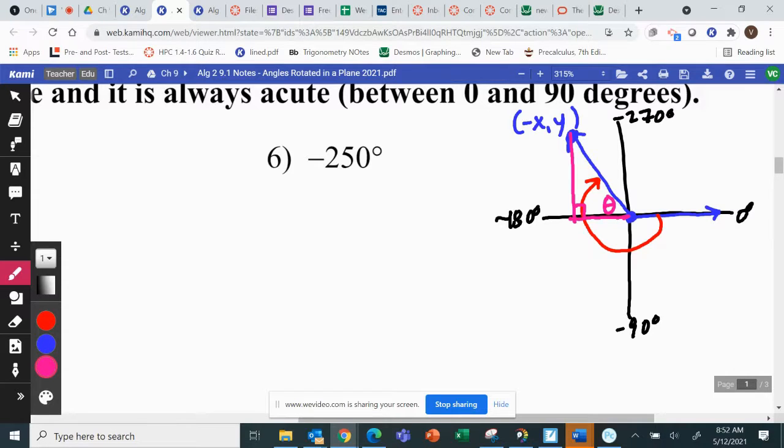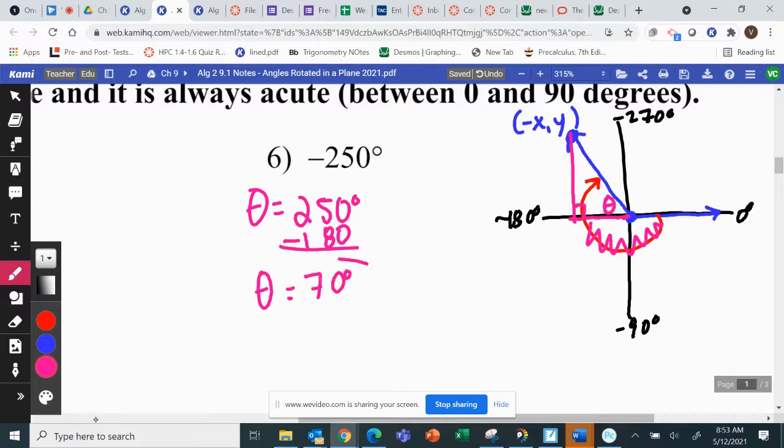So if I take 250, and it doesn't matter about negative or positive at this moment, if I take 250 and I take away the bottom half of it, that 180, then I get the piece that's left. Which is 70 degrees.